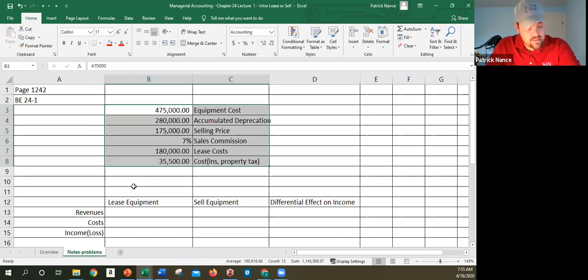That can be sold for $175,000 less a 7% commission. Alternatively, McFadden Company can lease the equipment for 4 years for a total of $180,000, at the end of which there is no residual value. In addition, the repair, insurance, and property taxes incurred by McFadden would total $35,500 over the 4-year lease. Prepare a differential analysis on February 18th.